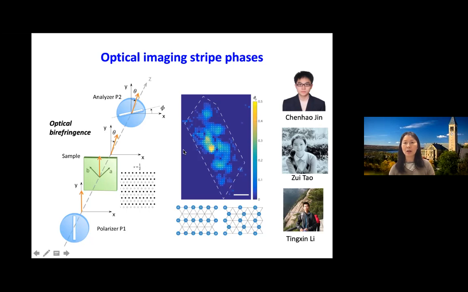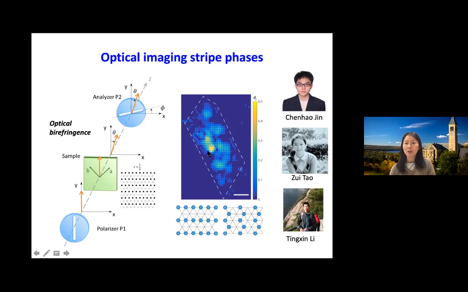So this is a map we obtained for one particular device at filling equals half. The color means the amplitude of the anisotropy. And we also describe this using the line segments here. The direction of the line tells you the orientation of the axis, and the length of the line tells you how large the anisotropy is. This way we obtain this stripe phase pattern.